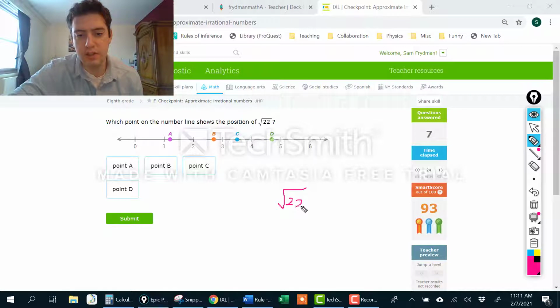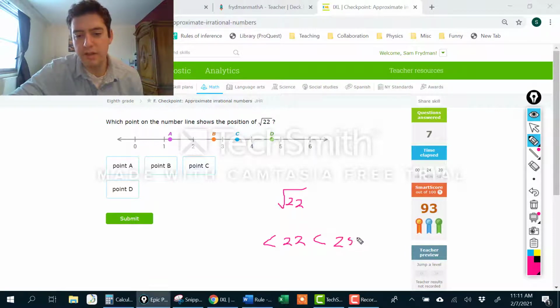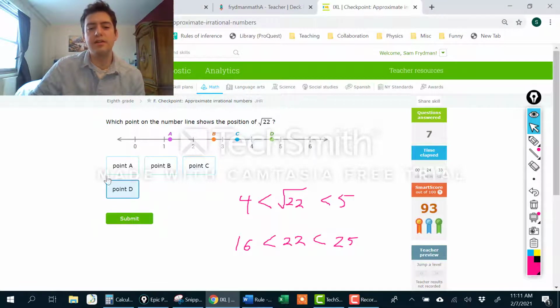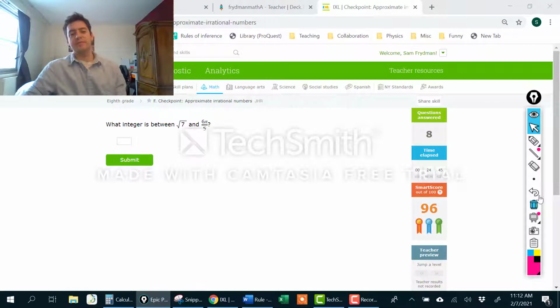The square root of 22. So the nearest perfect squares are, let's see, 25 and 16. Square root of 16 is 4. Square root of 25 is 5. So the square root of 22 is between 4 and 5, so this makes more sense over here. I think the last one also said point D when we had a number line, but whatever, that's just a coincidence. Okay, what integer is between the square root of 7 and 6 pi over 5? All right.